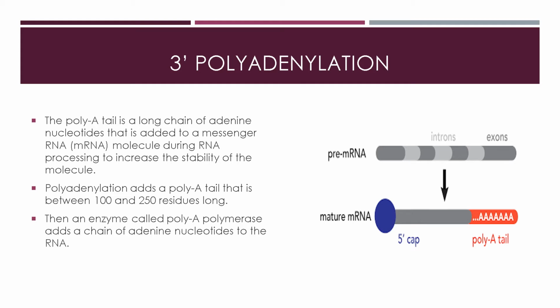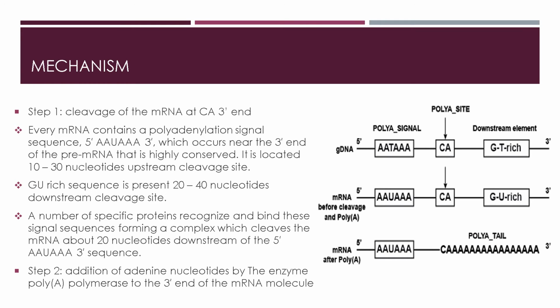The next modification is 3' polyadenylation, where a long chain of adenine nucleotides is added to the mRNA at the 3' end. About 100 to 250 adenine residues get added by the enzyme poly-A polymerase. This poly-A tailing tends to increase the stability of the mRNA molecule when transported to the cytoplasm. The mechanism involved in poly-A tailing is simple and occurs in just two steps.